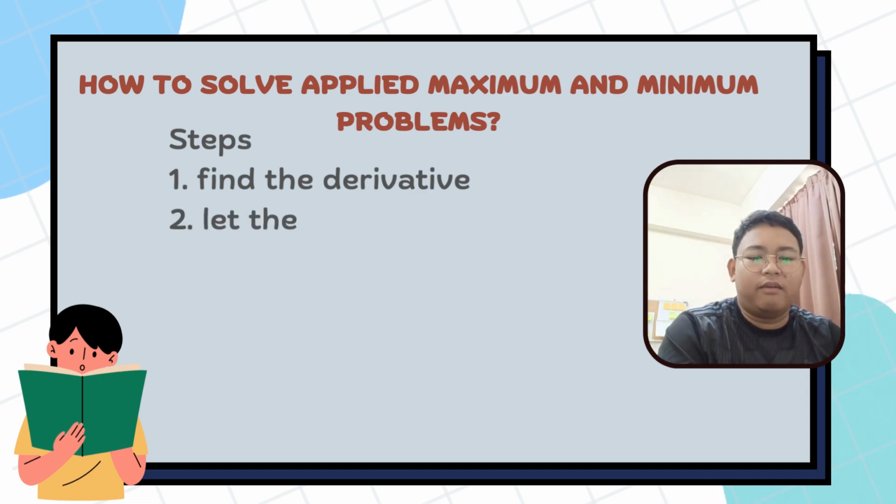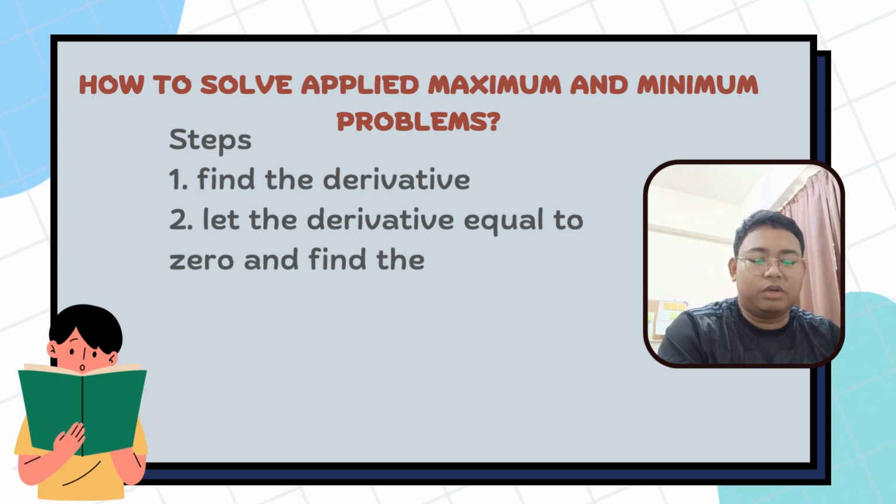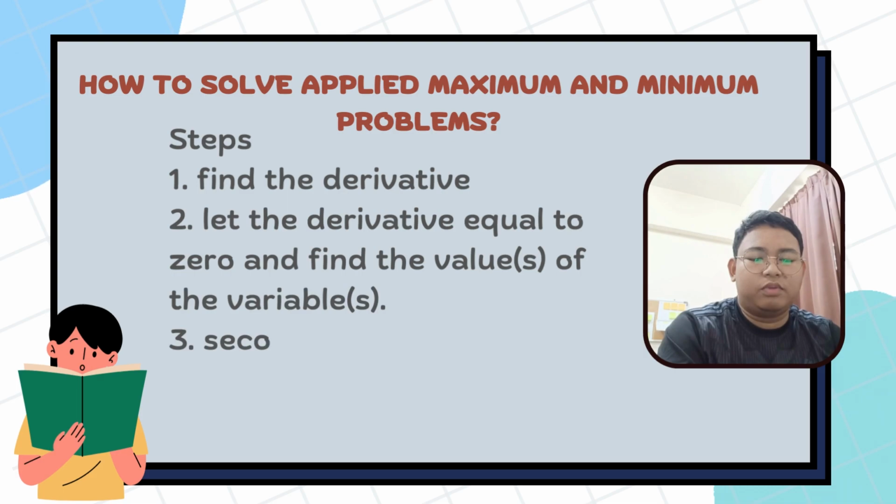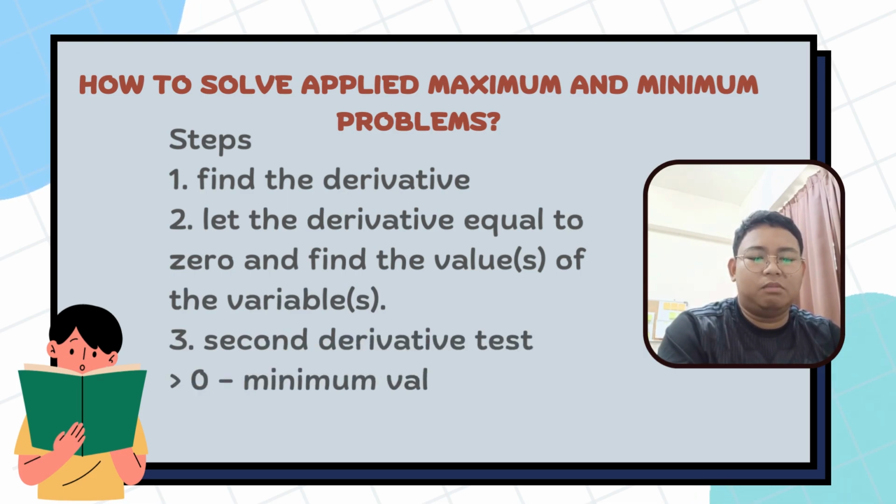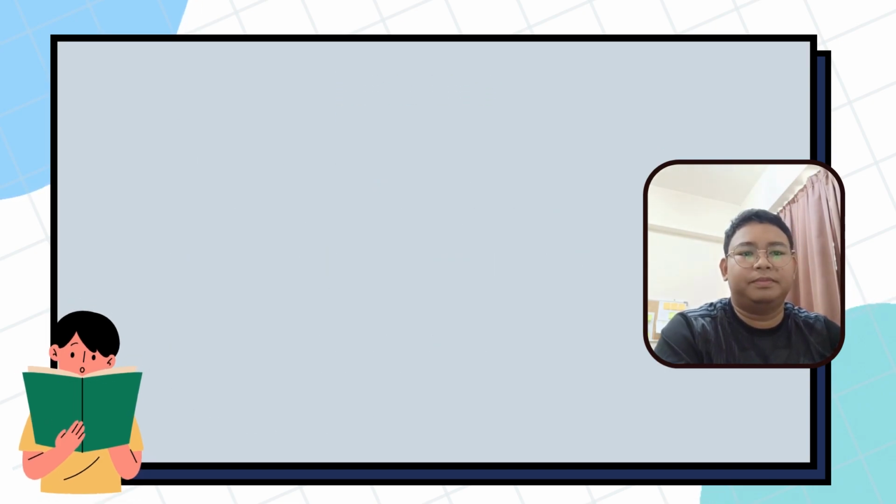Step 1. Find the derivative. Let the derivative equal to 0 and find the values of the variable. And the last one, second derivative test. More than 0 is minimum value and less than 0 is maximum value.